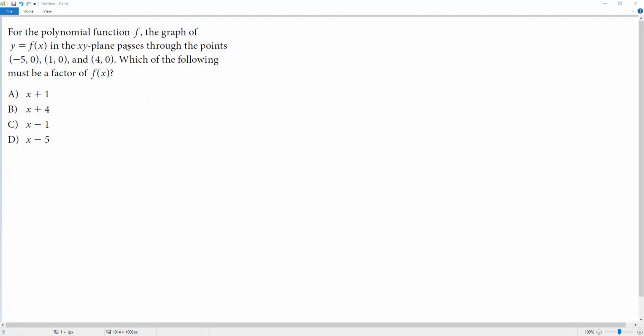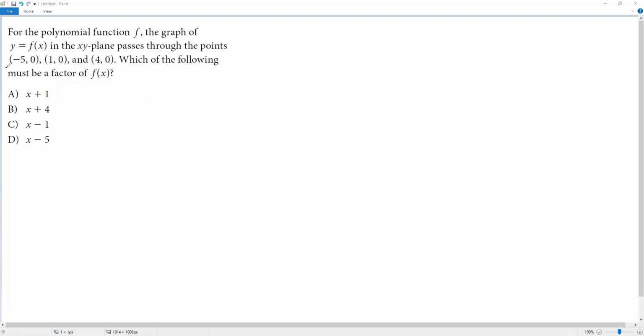For the polynomial function f, the graph of y equals f of x in the xy plane passes through the points (-5, 0), (1, 0), and (4, 0). Which of the following must be a factor of f of x? In the given answer choices, we have to find the one which must be a factor of f of x.